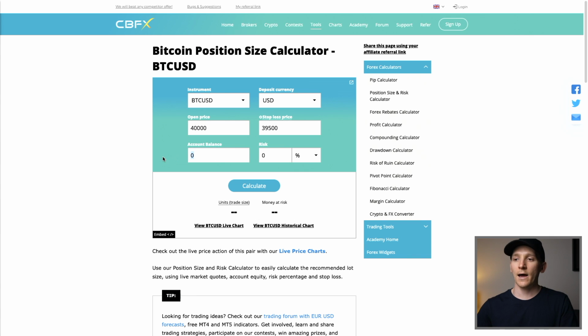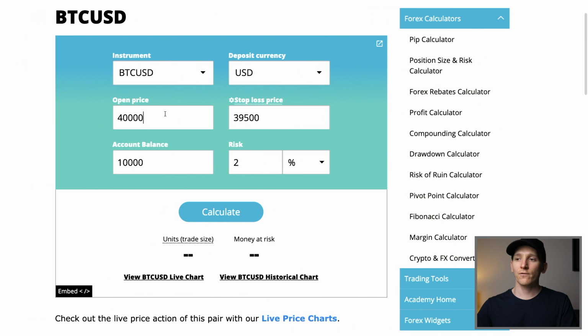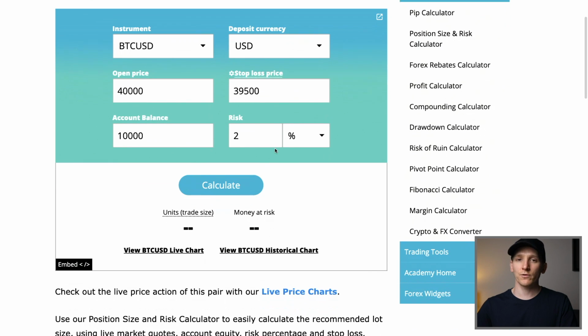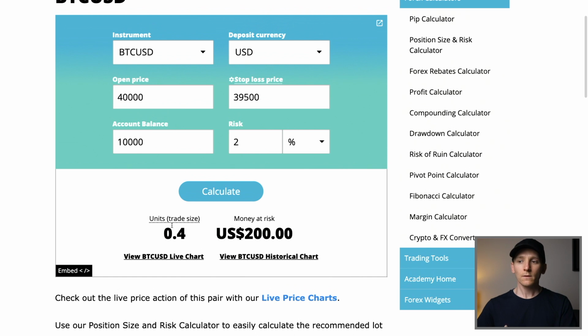something like that. And then the account balance, you've got 10,000 on account, and you only want to risk 2% per position. So let me make this bigger for you. So open price 40,000, stop price 39,500, 10,000 balance, and you want to risk 2% of that. If you calculate this, you can see that you can go in a position size of 0.4 Bitcoin. So this tells you how big your position can be whilst only risking 2%.